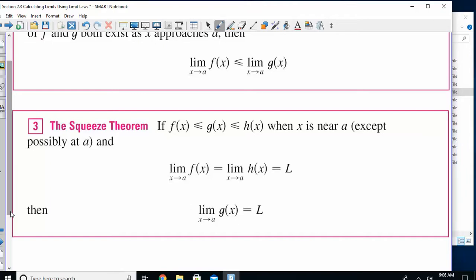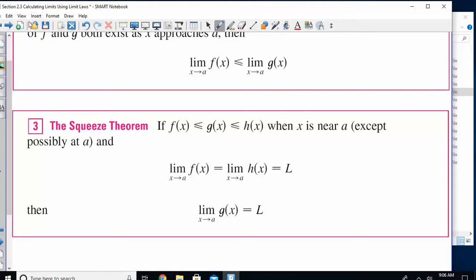and if the limits of those two things equal the same number, then that means the middle one has that same limit as well. So this is called the squeeze theorem. It basically is a way of finding a limit of something ugly. And we're going to pick nicer functions to do that.